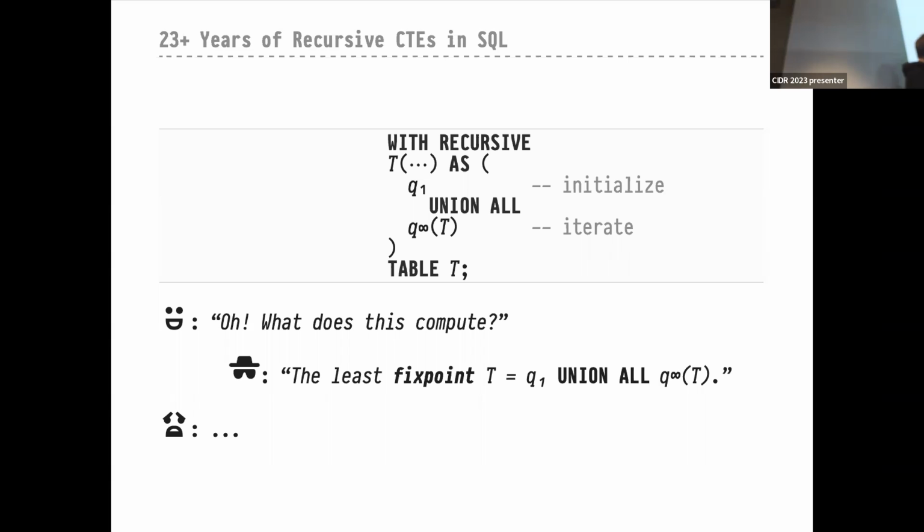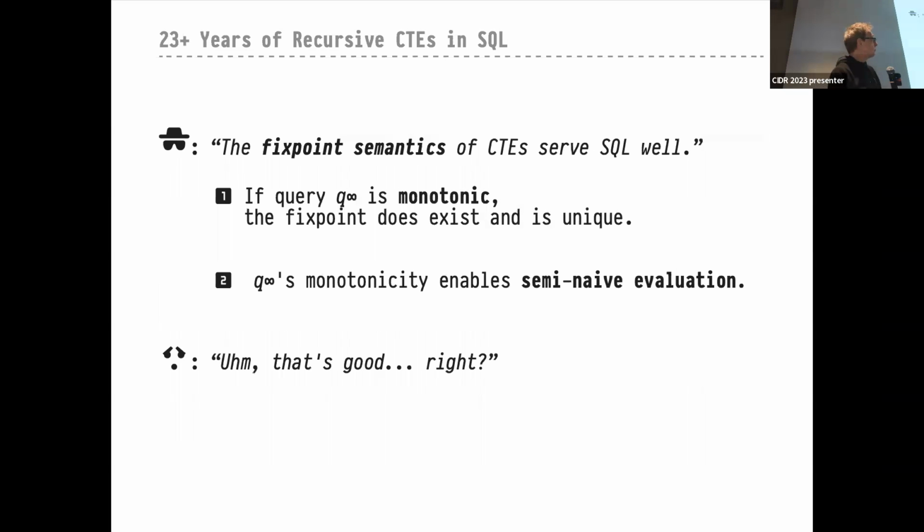What can you do with that? And then you tell them this computes the fixed point of this particular query. And then they say, yeah, right, fixed point, let me think. That sounds complicated, right? Well, it might sound complicated, but the fixed point semantics of the CTEs really serve SQL well. If it's semantically sound, so if the Q loop query is monotonic, then you're guaranteed that such a fixed point will be unique.